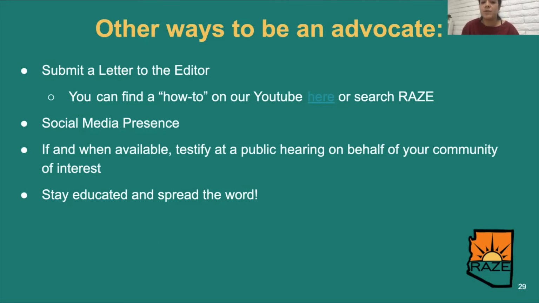If and when available, one of the biggest ways to be an advocate for your community will be to testify at a public hearing. At a public hearing, you can just testify why you believe your community of interest is important. You can always give input on how the map lines are drawn, and you can do some other things like that. And then, of course, stay educated, stay up to date, and spread the word. This process is very hard to understand, but it is so important to the work that we're going to do for our communities in the next few years.